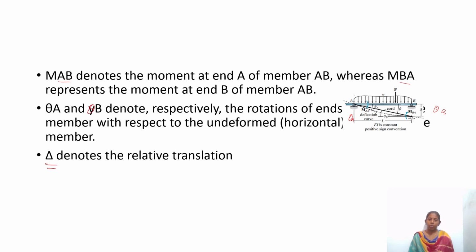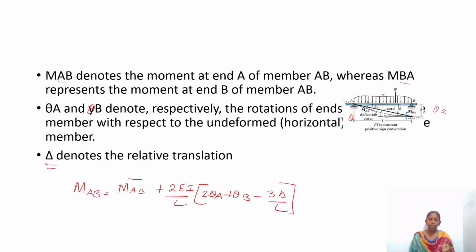The slope deflection equation can be written as M bar AB, which is the fixed end moment, plus 2 EI by L into 2 theta A plus theta B minus 3 del by L. So this is the equation that can be written from A to B.